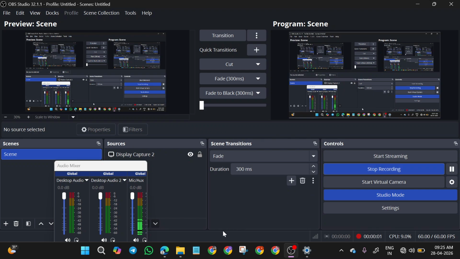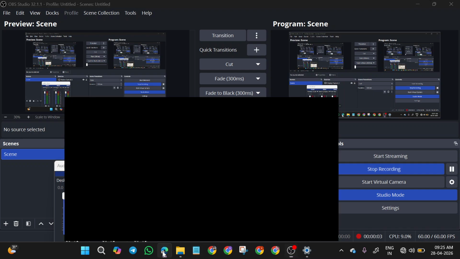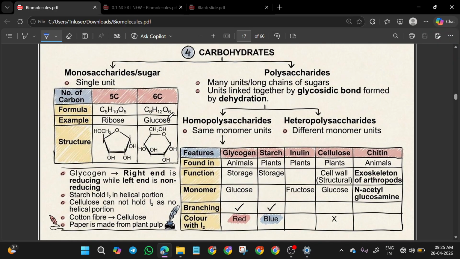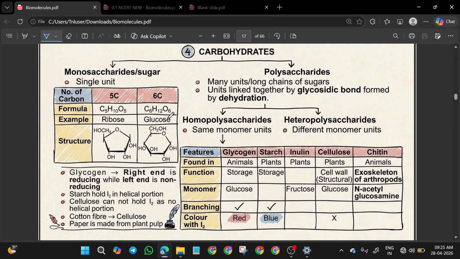Okay, so today we will continue with our biomolecules topic. In the last class we saw monosaccharides and polysaccharides. If it is made up of a single unit of sugar, that is a monosaccharide. Here we mainly saw pentoses, that is C5H10O5. An example is ribose. The structure you have to remember.